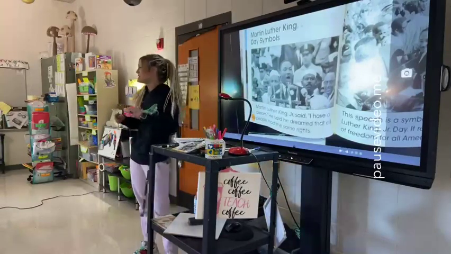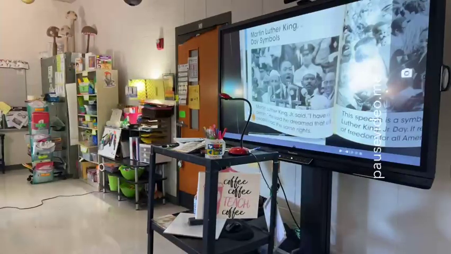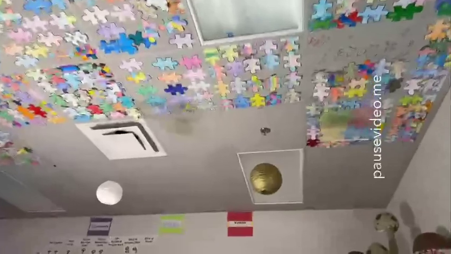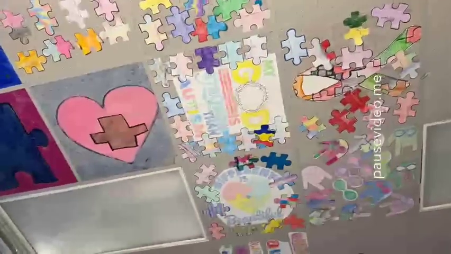All right. You guys know our puzzle pieces on our ceiling, right? I'm going to show a video of our ceiling. Here's our ceiling here at school. And over here is all of our puzzle pieces. And this was for our Autism Awareness Month.